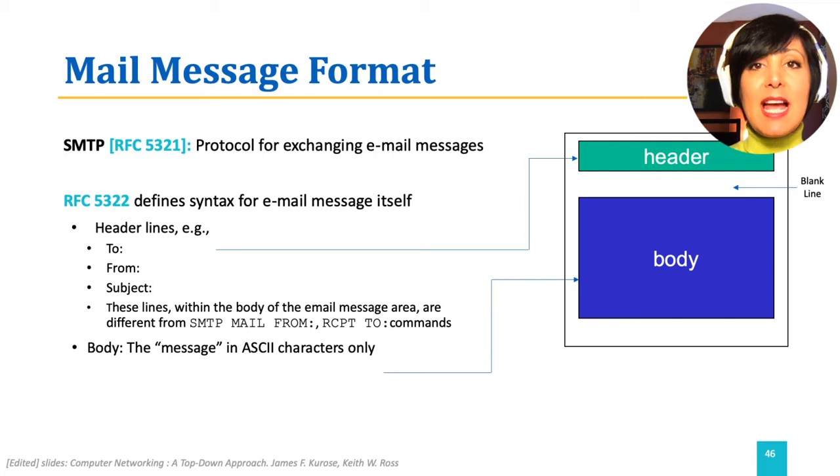Mail messages have header lines followed by a blank line and then the message body. Message header includes, for example, to, from, and subject. Note that these are different from SMTP commands of mail from or receipt to. These are within the message itself. As we mentioned, the body of the message is in ASCII characters. So, if binary objects are included, they should be encoded and decoded accordingly.